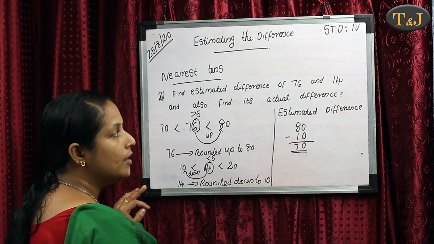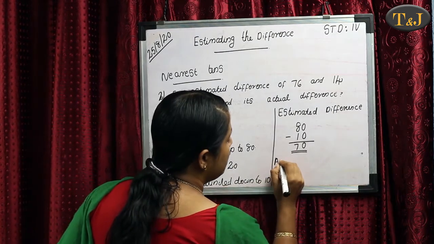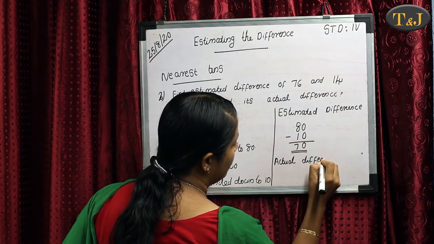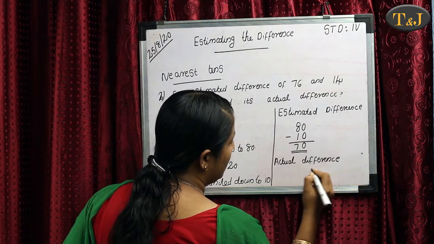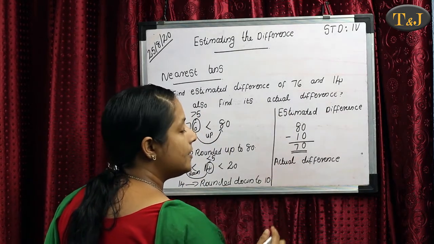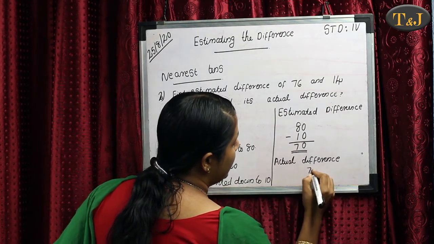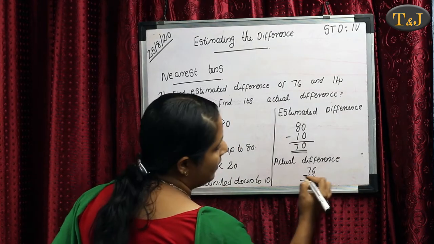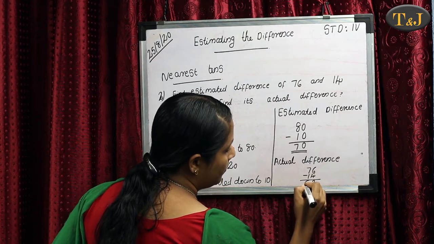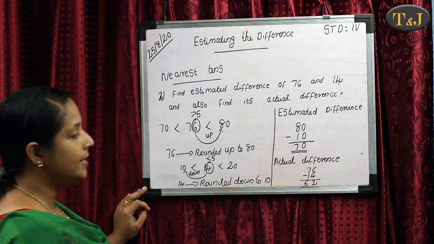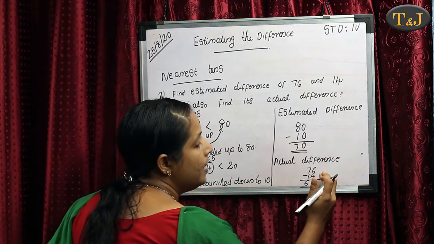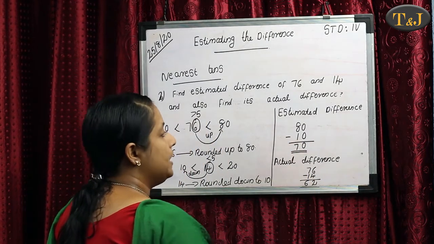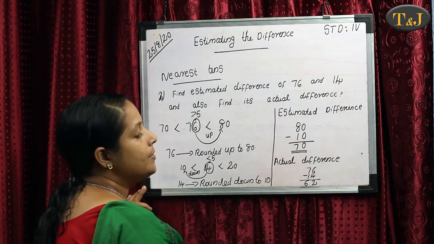Next we find out the actual difference. Actual difference equals our question number. Which is our question? Yes, 76 and 14. Therefore 76 minus 14. Then 6 minus 4 equals 2 and 7 minus 1 equals 6. So our actual difference is 62. So our estimated difference is 70 and our actual difference is 62.